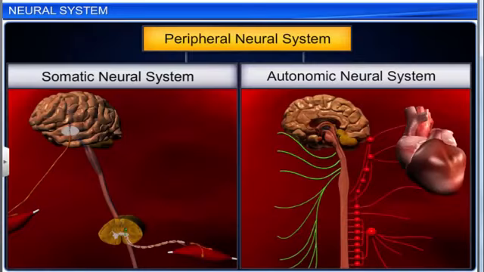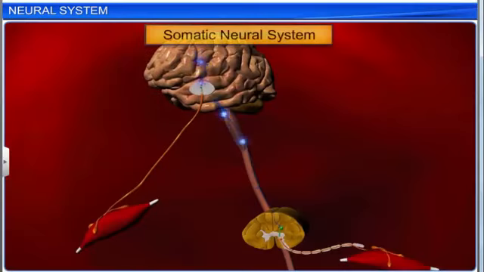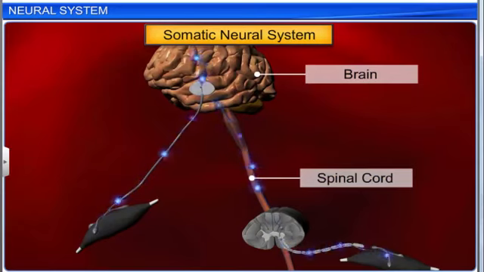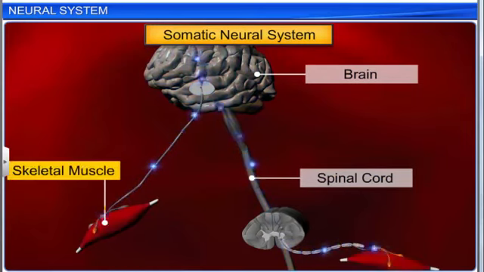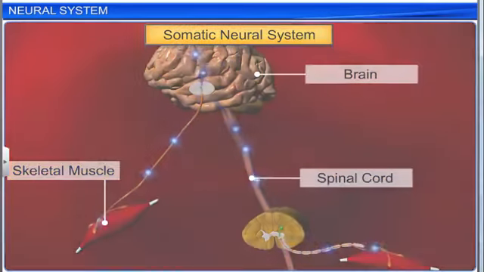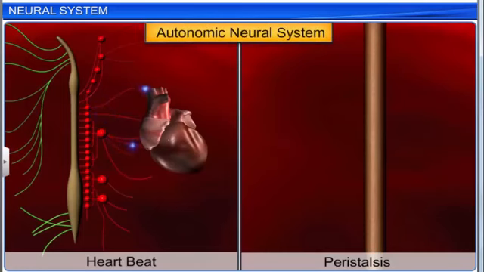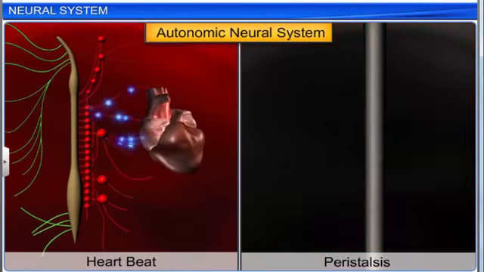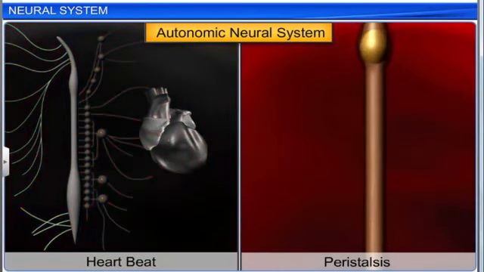The peripheral neural system can be further divided into the somatic neural system and the autonomic neural system. The function of the somatic neural system is to relay impulses from the central neural system to the skeletal muscles. The autonomic neural system controls involuntary functions such as heartbeat, peristalsis, etc.